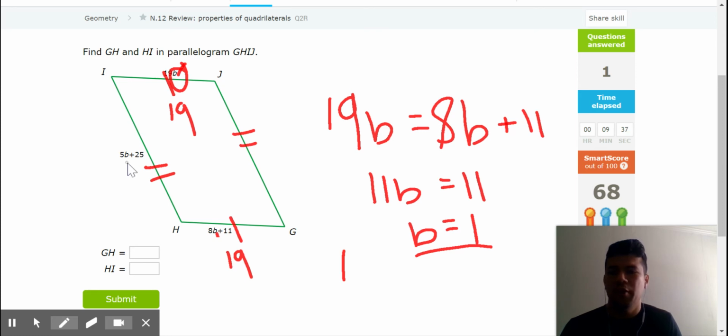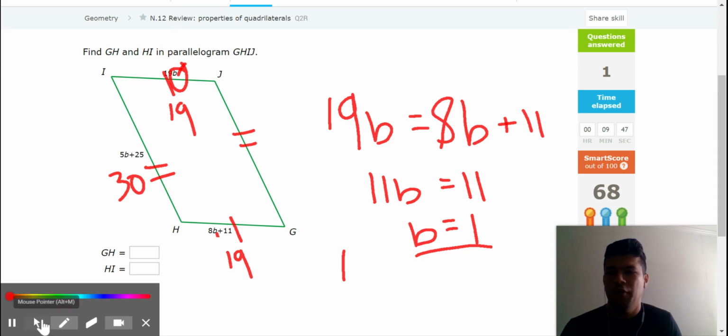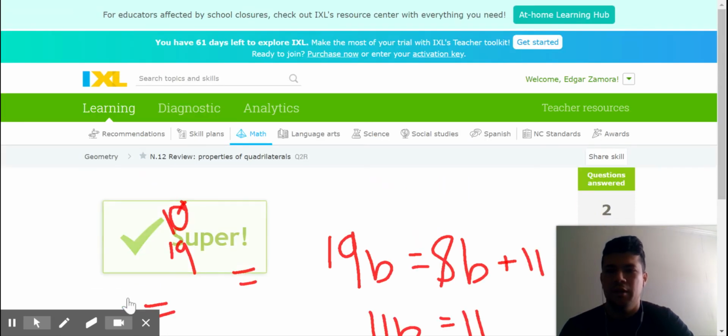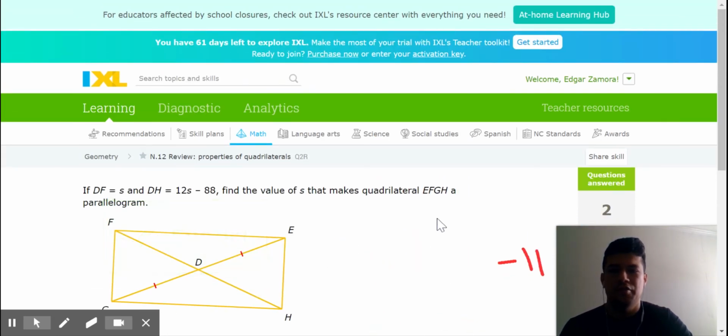Now if I substitute 1 here, because it's also asking me for HI, 5 times 1 is 5, and 5 plus 25 is 30. So now I have the length of both of these sides, and I can enter them. GH is going to be 19, and HI is going to be 30. Submit. It says that I am super duper.